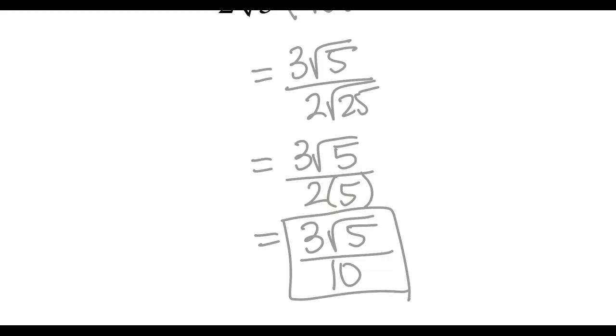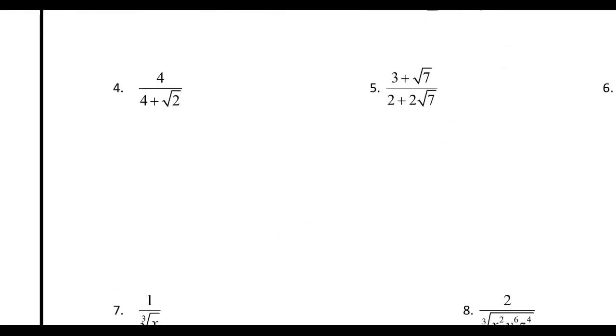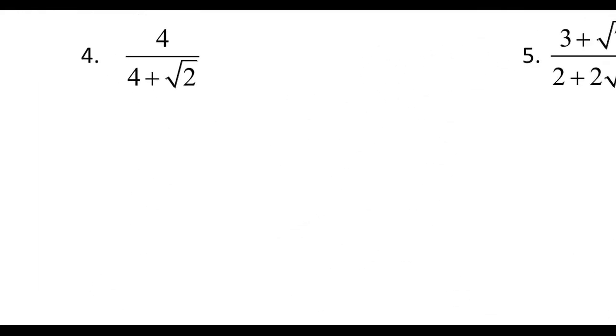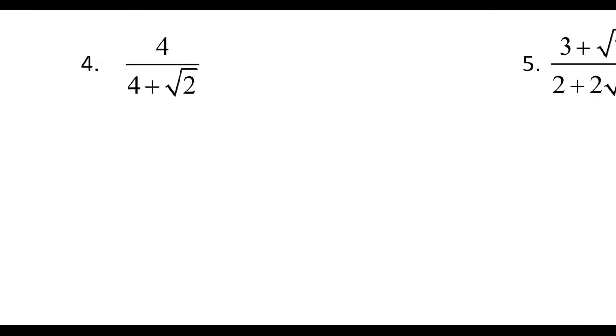There's one last question we're going to look at, and that's going to be question number 4 over here. For question 4, I'll tell you now, if you try to multiply this by the square root of 2 over the square root of 2, you're doing it wrong. What do we need to do to this denominator in order to get rid of this radical?